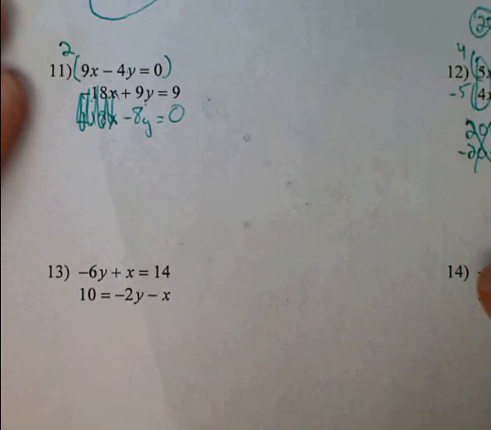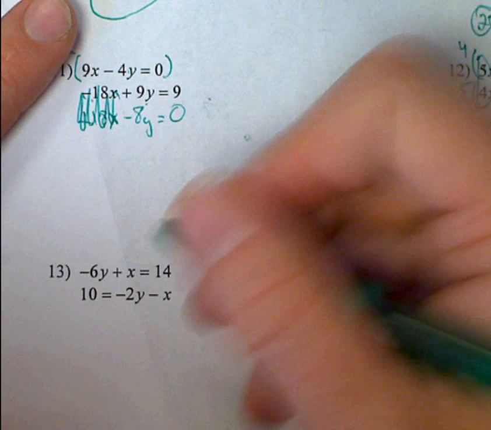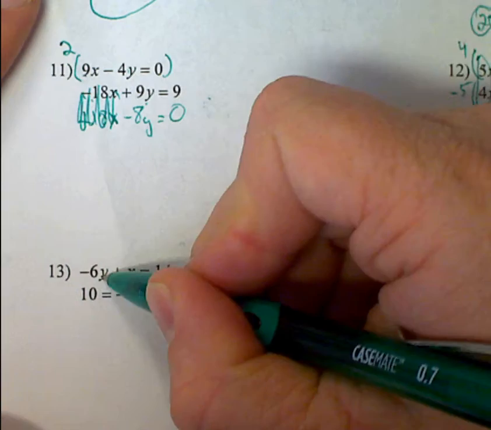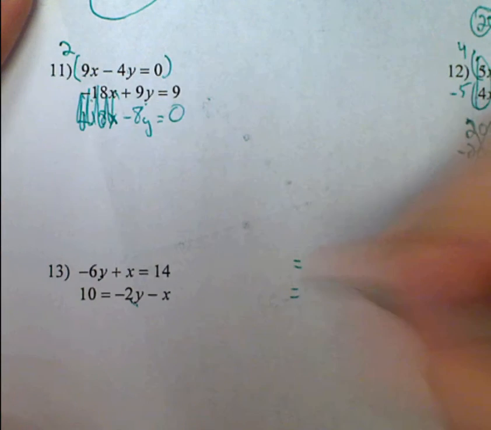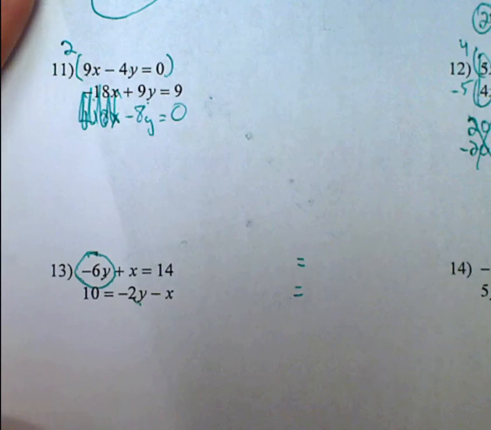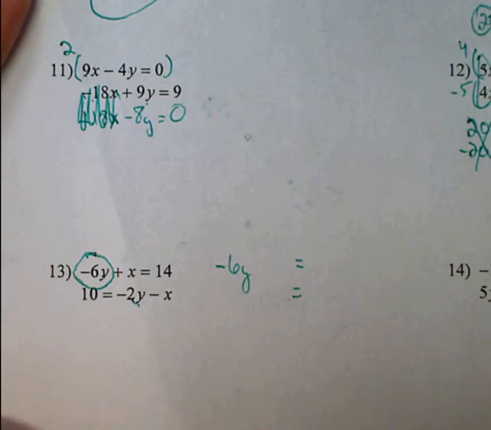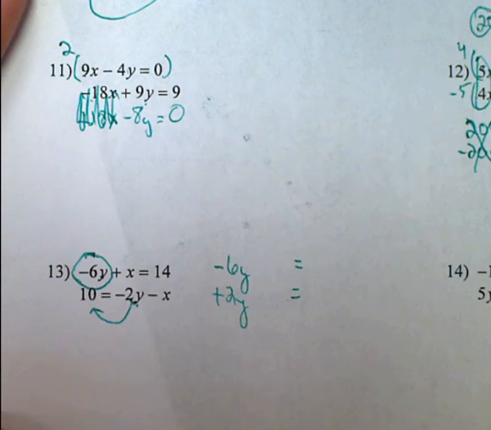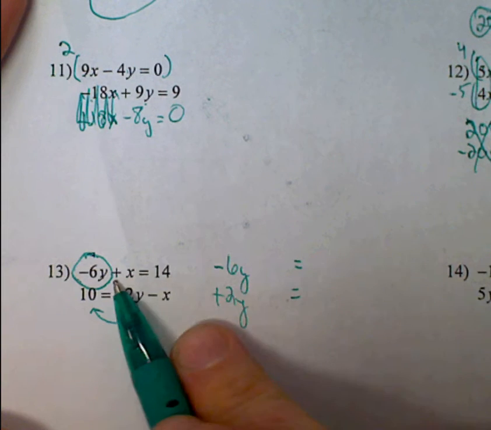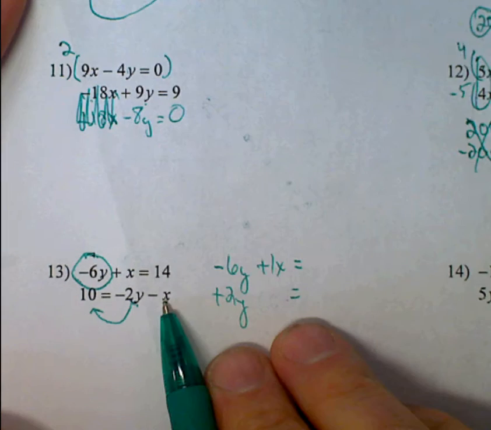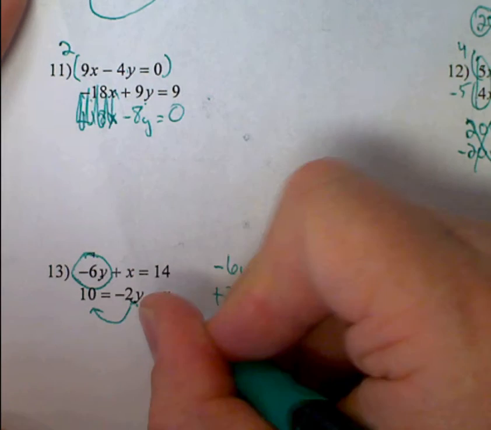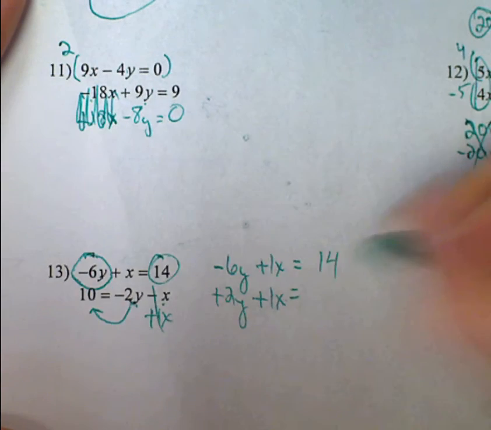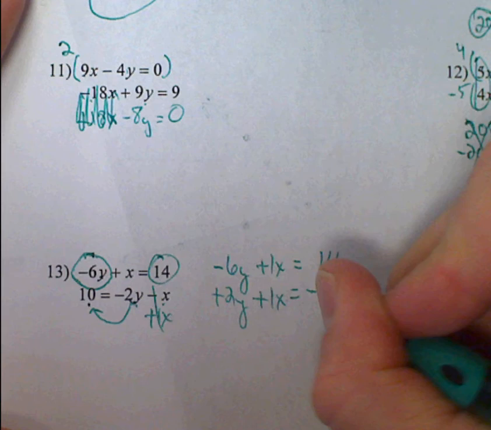Number 13. My first thing is I need to get my variables to the same side, on top of each other. So I'm going to put my equal signs. I'm going to keep this y here, so I'm going to put negative 6y. That means I need to bring this negative 2y over. If I bring the negative 2y over, it becomes a positive 2y. I like my x here, so I'm going to keep my 1x. That means this x has to come over, so that would be plus 1x. I like my 14 here, which means I need to bring the 10 over, so that would be negative 10.